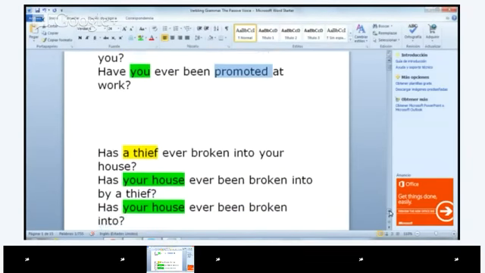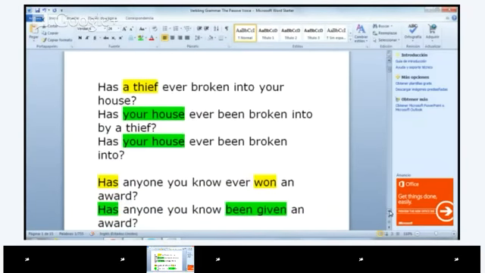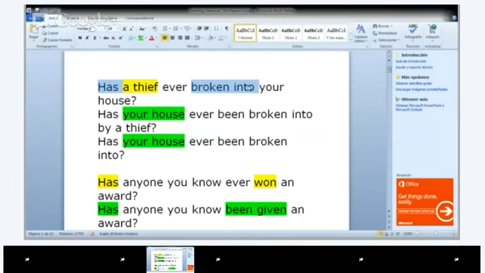Now, I think the best way to teach grammar is to show examples. So let's take a look at our next question. Has a thief, in yellow, this is the subject of the sentence, broken into. Broken into is the main verb, and this verb tense is present perfect. A thief has broken into your house.